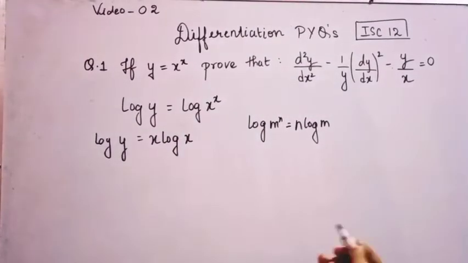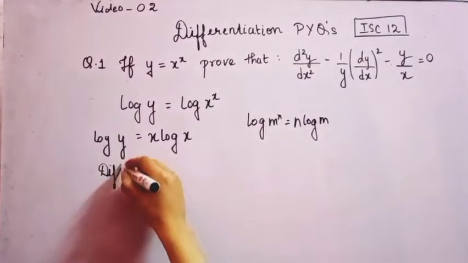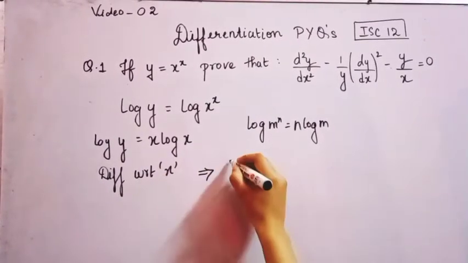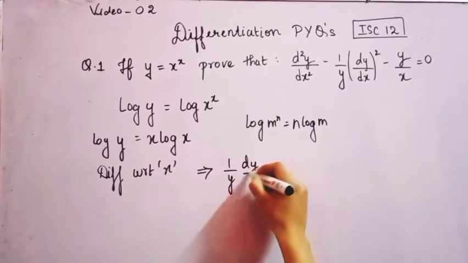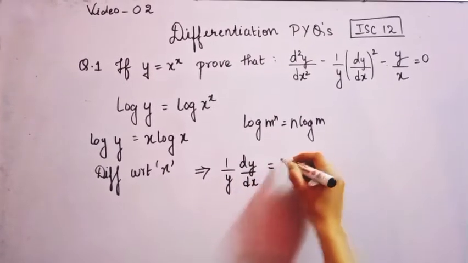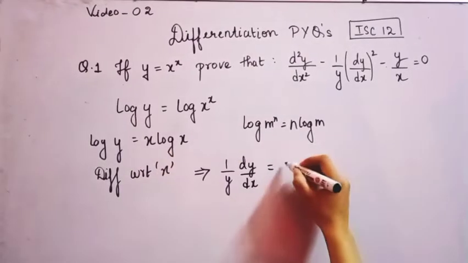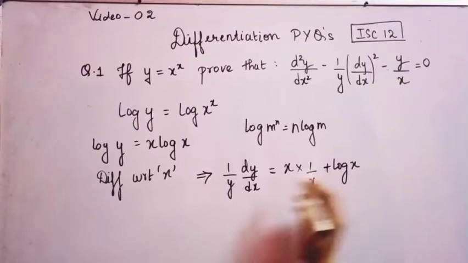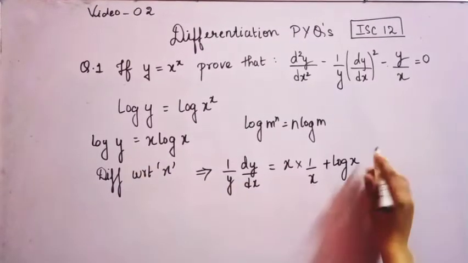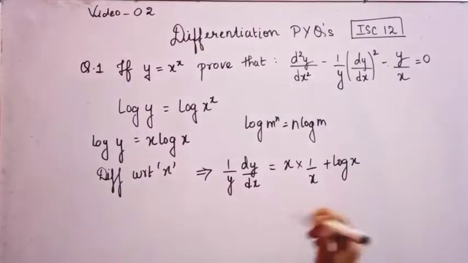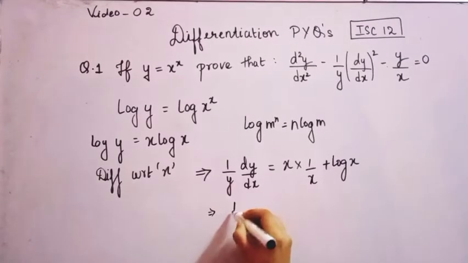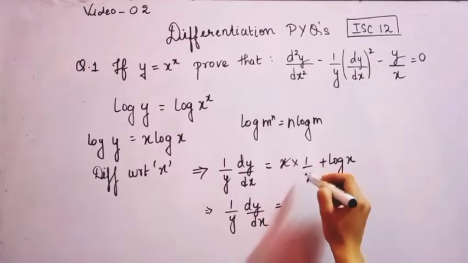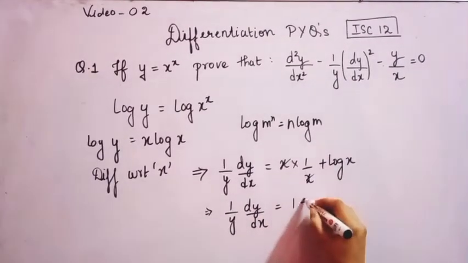Now the next step is to differentiate with respect to x. This becomes 1 by y dy by dx equal to, you have to apply product rule here, x into 1 by x plus log x into d by dx of x is 1. So into 1 is log x only. Next step is 1 by y dy by dx equal to, x and x get cancelled, we are left with 1 plus log x.